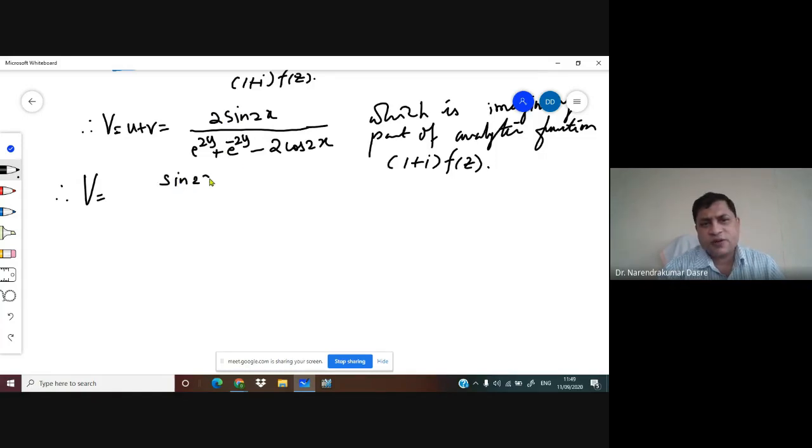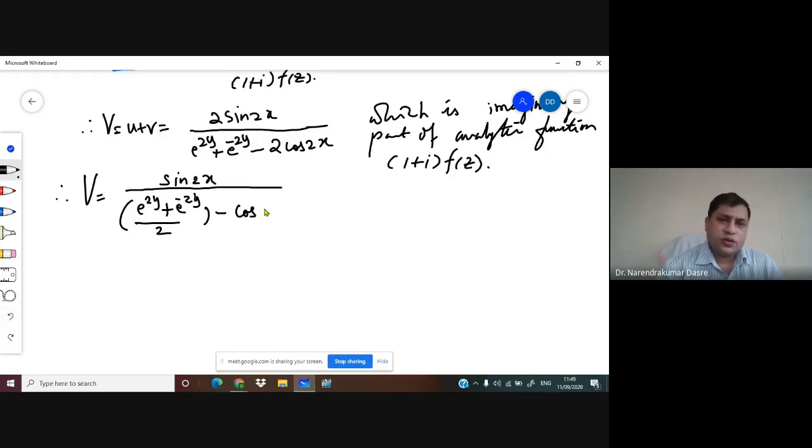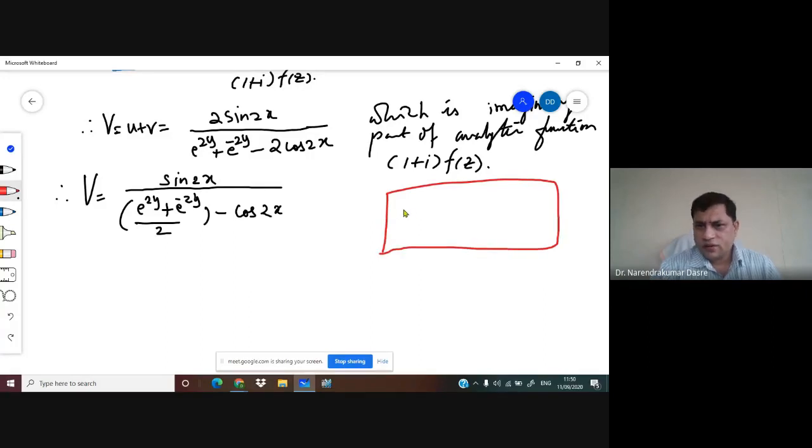So what we write here, hence V is equal to u plus v, which is twice sine of 2x upon e raised to 2y plus e raised to minus 2y minus 2 cos of 2x. So we can write this is the imaginary part of the analytic function (1 + i) f(z). So this becomes the imaginary part of the analytic function.